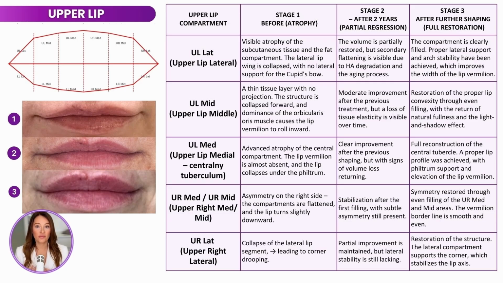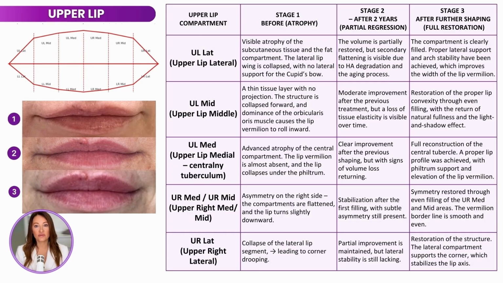If you focus on the upper left lateral compartment, you'll notice that at the beginning it is almost absent. It does not support the Cupid's bow and does not provide width to the vermilion. After 2 years, it looks slightly better, but the tissue collapses again. After reconstruction, it becomes one of the key points stabilizing the entire upper lip. This shows one thing clearly. The lateral segment determines whether the Cupid's bow has any support at all.